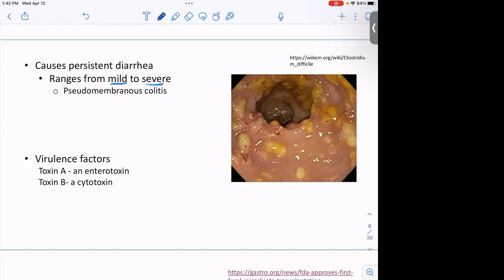In severe cases, it can actually cause what's called a pseudomembranous colitis. So that's what we see here. This is a picture from an endoscope, I believe, and you see these yellow spots. That's the pseudomembrane. That's from inflammation. So yeah, lots of inflammation there. That looks just terribly painful.